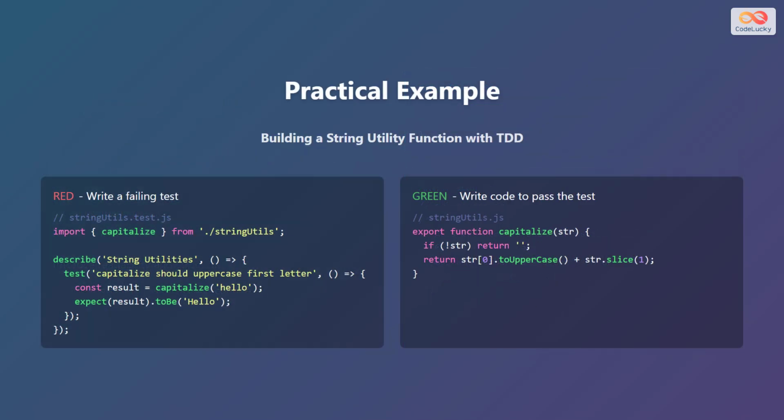Practical example: building a string utility function with test-driven development. First, in the red phase, we write a failing test for a capitalize function. This function should uppercase the first letter of a string. Then, in the green phase, write the code to pass the test. If the string is empty, we return an empty string. Otherwise, we convert the first letter to uppercase and add the rest of the string. This will pass the test.